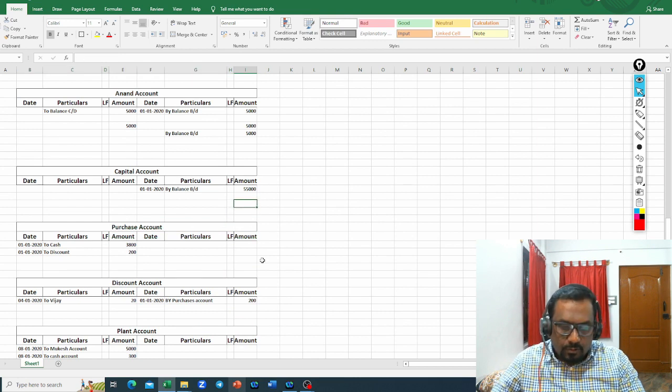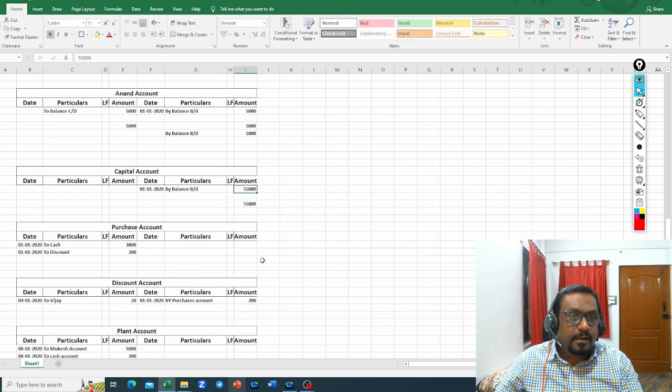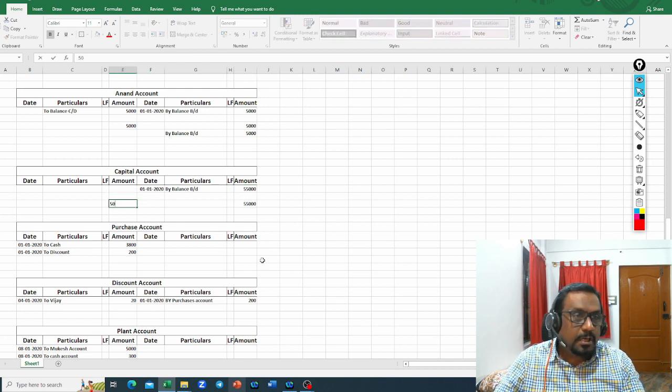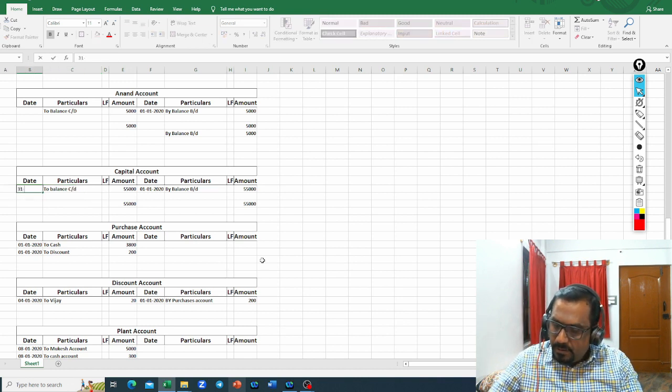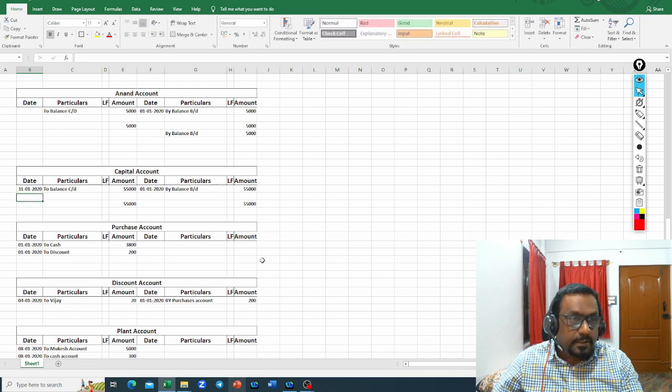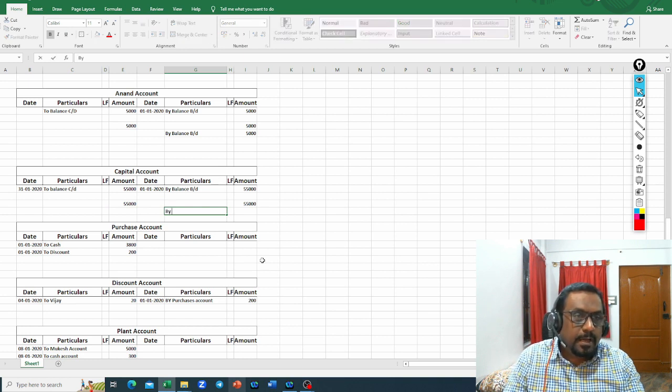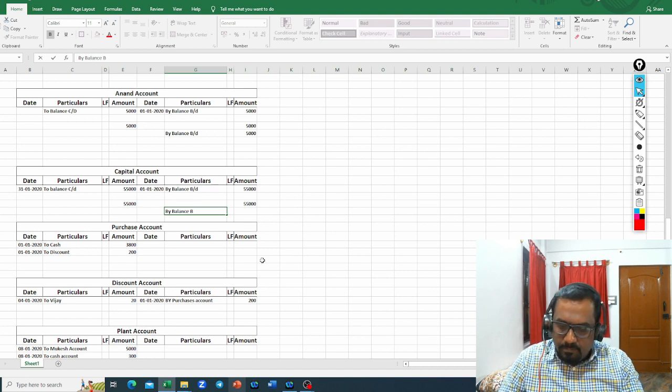Next, go to capital account. You have a balance here. Total it, 55,000. Then go here and put the same amount of 55,000 and make it as to balance carried down. What date? 31st January 2020. Then here you need to bring in as brought down. So by balance brought down. How much? 55,000.